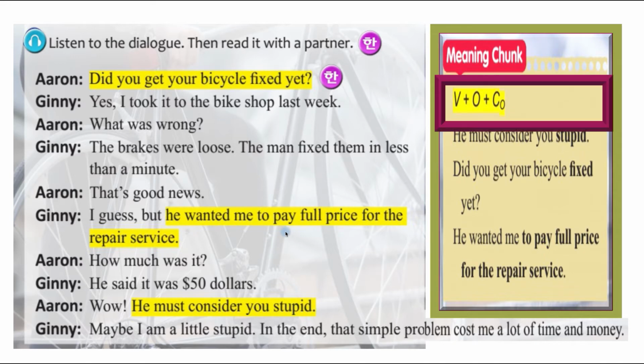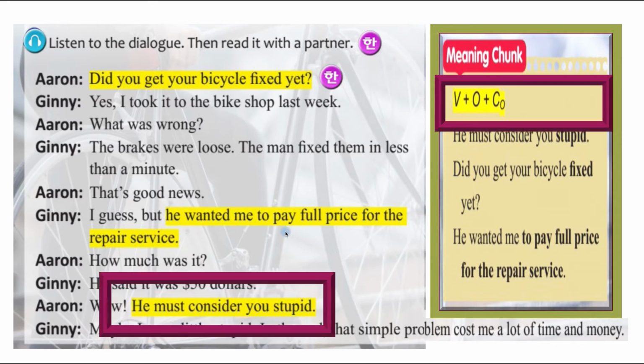And the last one, we got he must consider you stupid. So the main verb is must consider. Must consider. Verb. And the object?